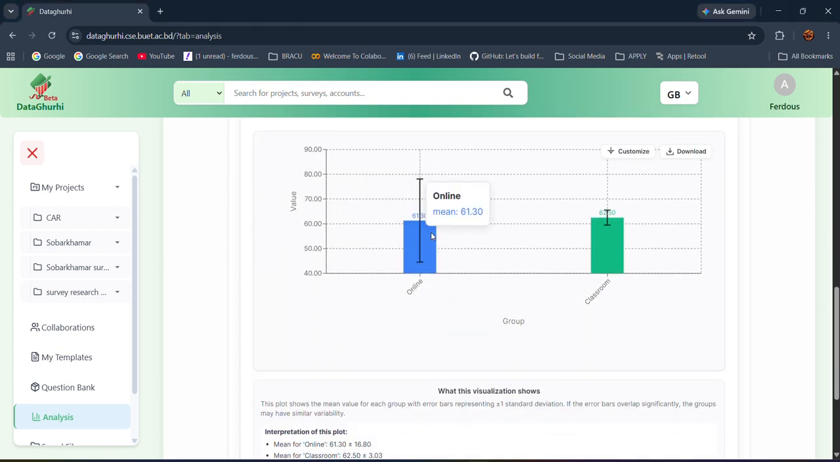Now here's the third one. The error bars represent standard deviation, which measures the variability around the mean. This visual finding agrees perfectly with the F-test result that the variances are significantly different.